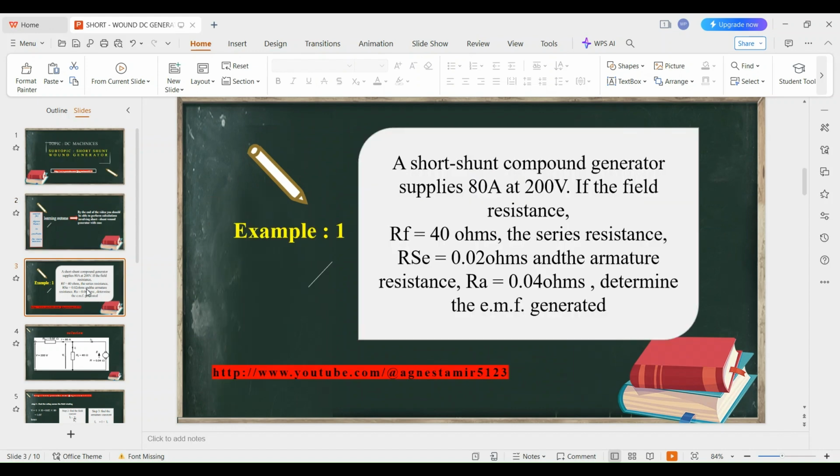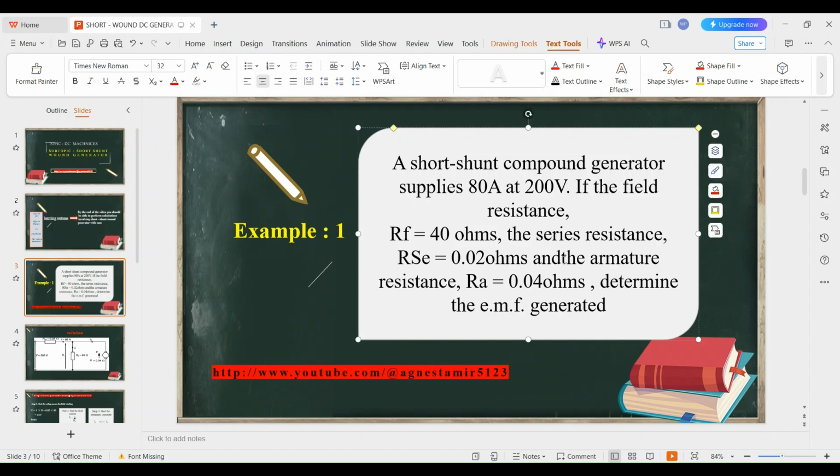I can assure you that. So let's look at our example number one. Example number one says that a short shunt compound generator supplies 80 amperes at 200 volts. If the field resistance RF is 40 ohms, the series resistance RSE is 0.02 ohms, and the armature resistance RA is equal to 0.04 ohms, determine the EMF generated.